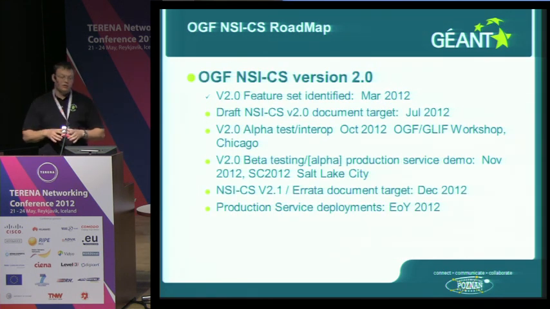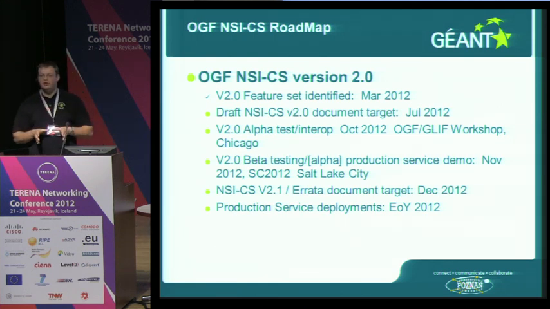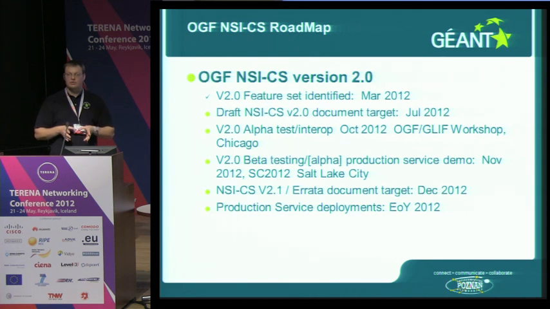So the roadmap for NSI version 2 is simply that we identified the most important things in March 2012, two months ago. We know what to focus on. We know how to deal with that. The target is July 2012 to release the document describing the new version of the standard. We want to have in October 2012 a demonstration, some kind of alpha testing at the workshop, showing that version 2 is working and confirming that.